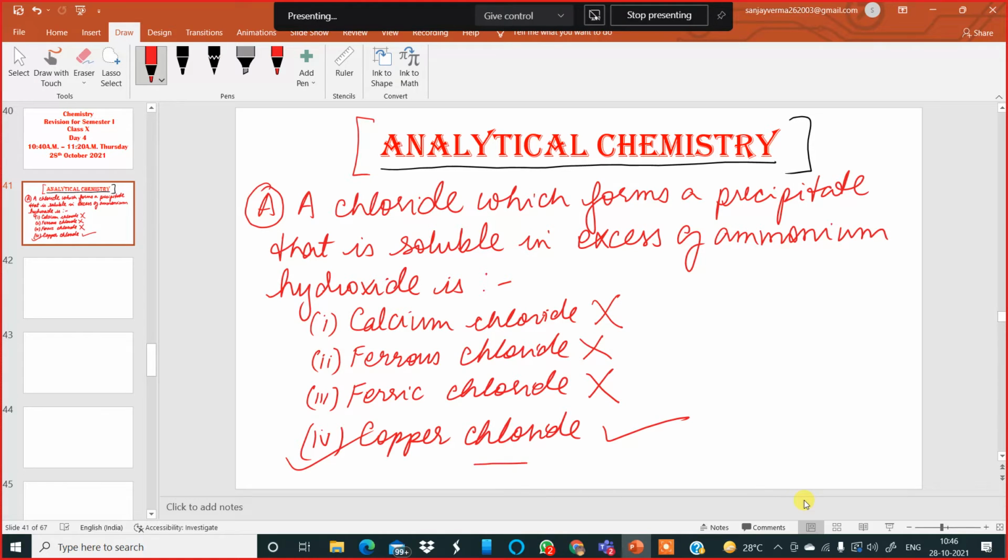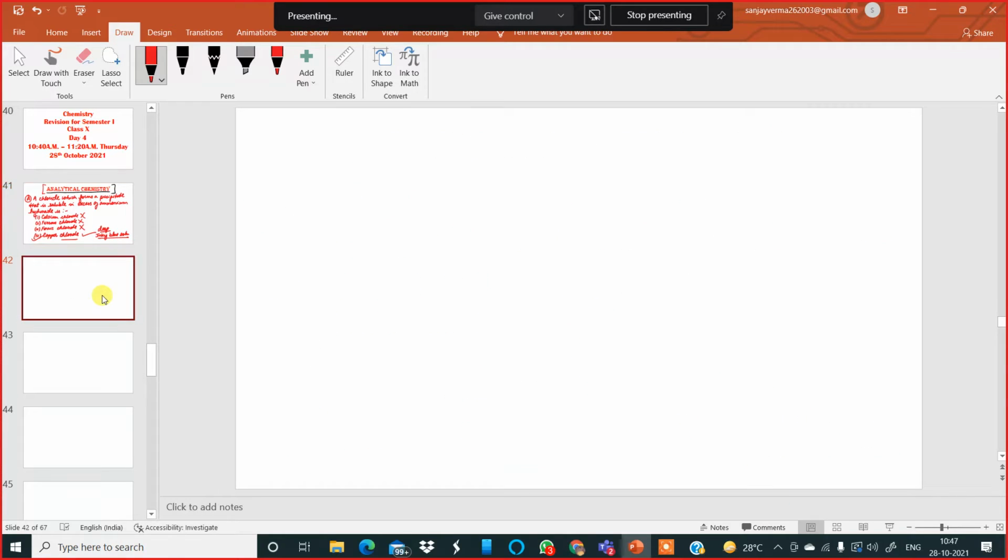It is copper chloride. Now, after it is soluble in excess of ammonium hydroxide, what is the color of the solution? When you add excess of ammonium hydroxide, it is an inky blue solution, not pale blue. It is an inky blue or deep blue solution. That was number A.